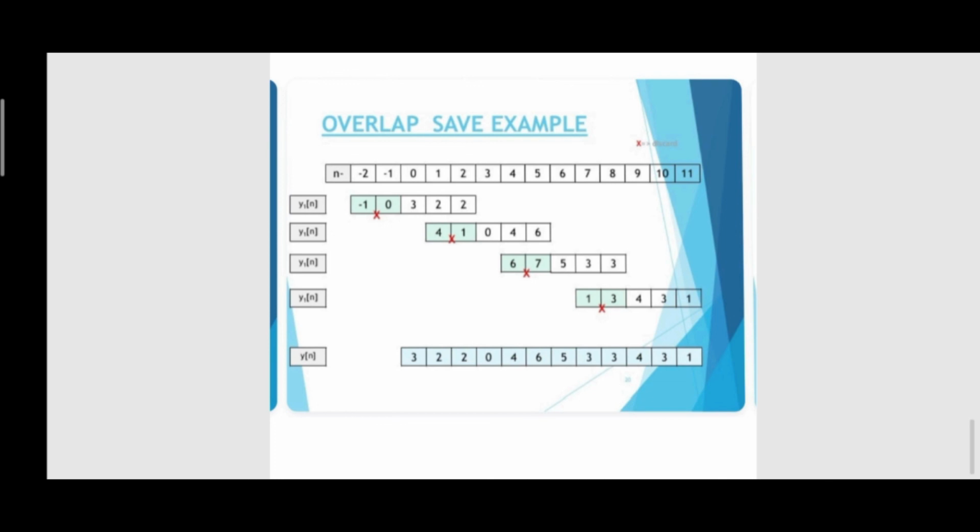In the overlap add method we are overlapping m minus 1 number of samples and adding the sample values. In the overlap save method we are discarding m minus 1 number of samples. So the difference is, in the overlap save method we are discarding m minus 1 samples, but in the overlap add method we are overlapping m minus 1 samples and adding the sample values. Finally we get the answer y of n equal to 3 2 2, 0 4 6, 5 3 3, 4 3 1. Okay, thank you.